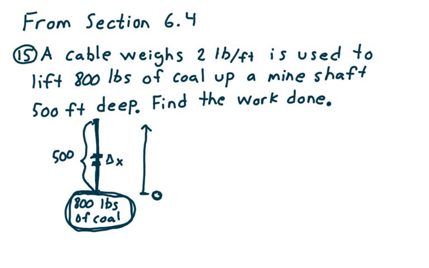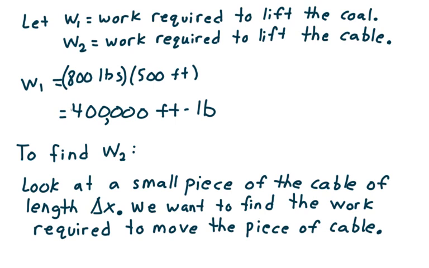To find the work required to lift the cable, I'm going to take a look at a small piece of the cable of length delta x, and I want to find the work required to lift that small piece of cable. And so I want to place the 0 at the bottom of the cable with the positive direction going up. We still need to place the 0 in these problems, just like with the pumping water problems. Now, what we're going to do is let W1 equal the work required to lift the coal, and we're going to let W2 be the work required to lift the cable.